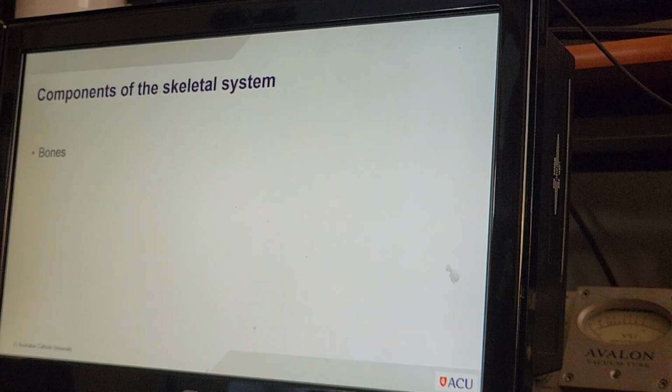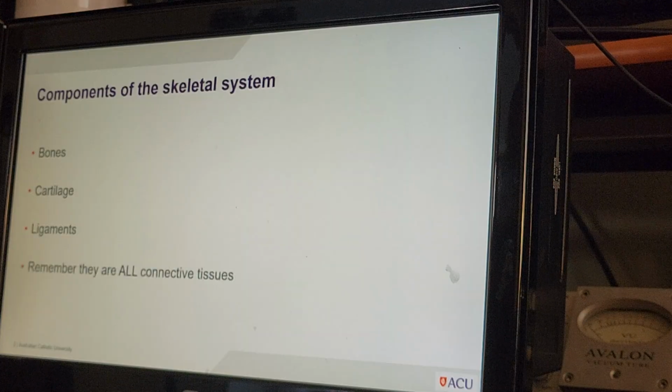So the first and obviously major component that we think of when we're thinking of the skeletal system are the bones. But we also have three different types of cartilage that we'll have a look at, as well as ligaments. So ligaments are dense, regular connective tissue that joins bones to bones. And in fact, bones, cartilage, and ligaments are all different types of connective tissues.